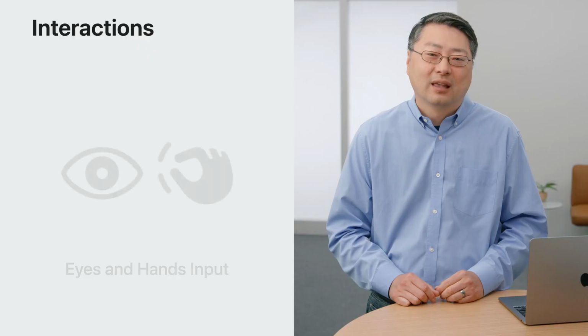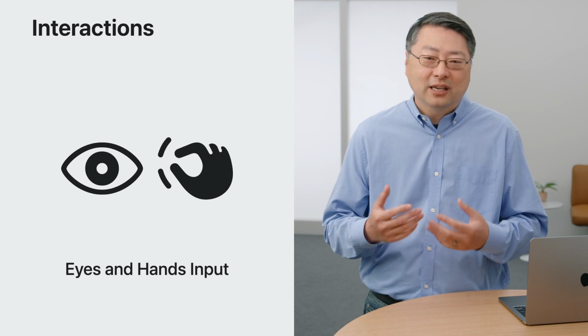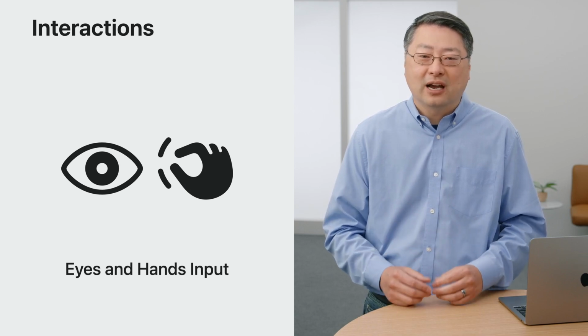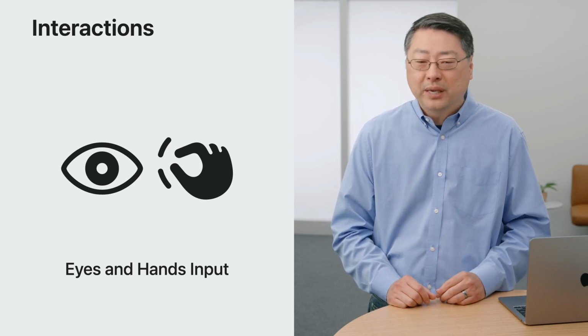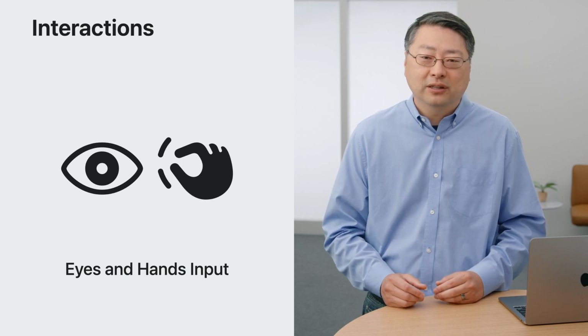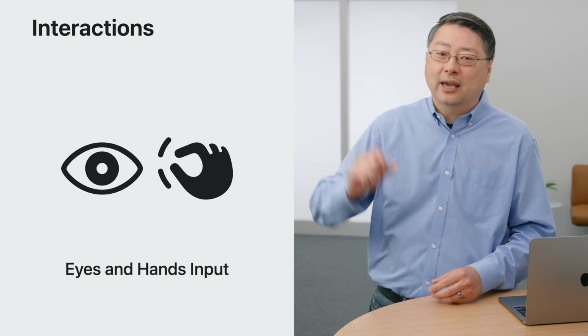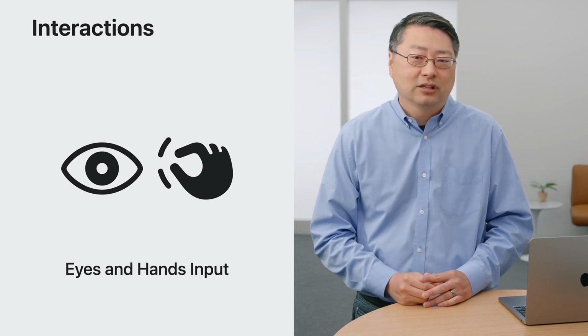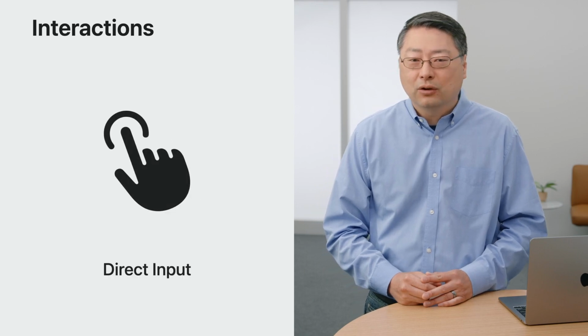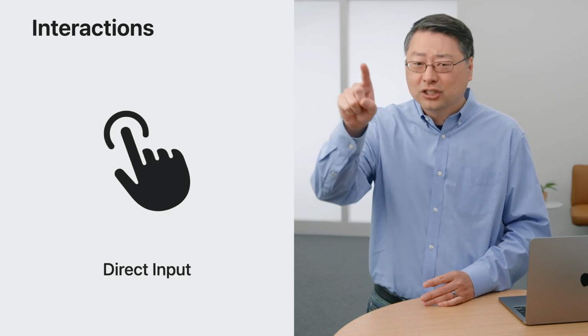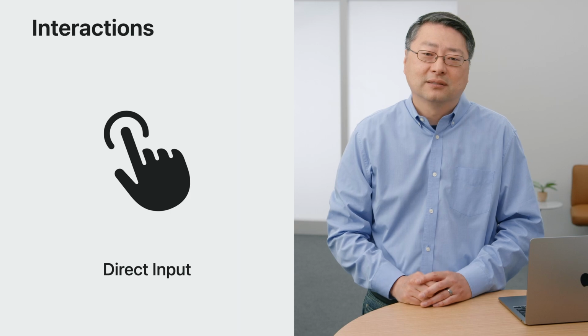Now that we introduced the foundational elements of spatial computing, let's explore the ways we can interact with windows, volumes, and spaces. On this platform, we can interact with apps by simply using our eyes and our hands. People can, for example, interact with a button by looking at it and tapping the fingers together to select. People can also reach out and physically touch the same button in 3D space.